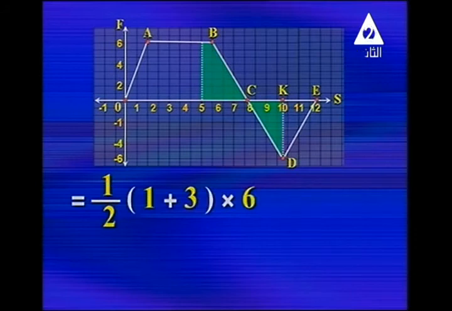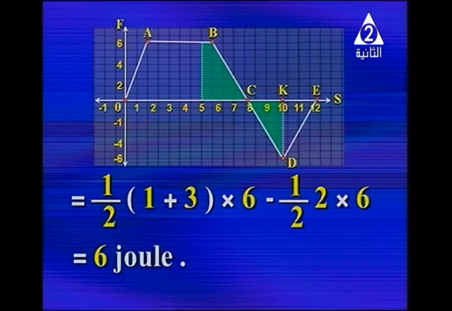Then what is the area of the trapezium? Half the sum of the two bases times the height. Area of the triangle is half base times height. Base of the triangle 2, height equals 6. It is negative because the area of the triangle is under the straight line S. Then half times 4 times 6 equals 12, minus 6. The answer is 6 joule.